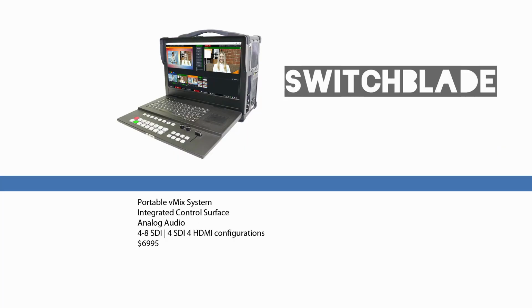Switchblade Systems has a new portable. This is Switchblade Zephyr, and the really interesting thing about this is that it has an integrated control surface and analog audio, and it is available in 4 or 8 input configurations and comes in at a pretty aggressive $69.95. This is a kind of a groundbreaking price in the portable department. The Turbo, its big brother, comes in at 10K and upwards to 16. We'll go over the comparison of the two product families coming up here shortly.